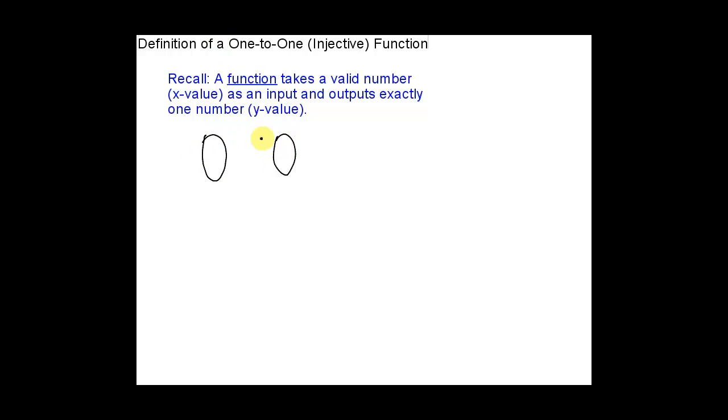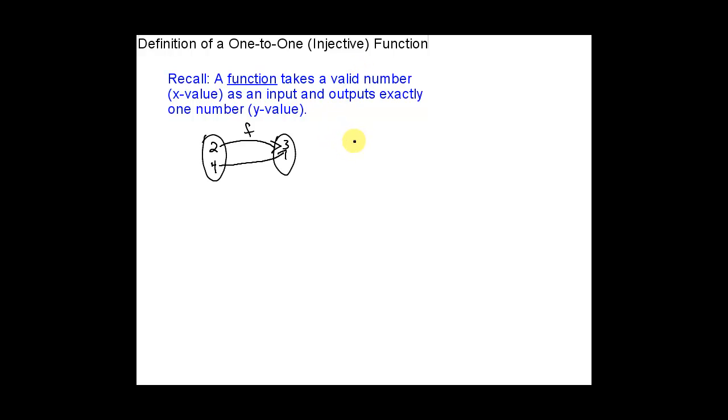So if I have a function f that takes, say, something from the domain, 2, and sends it to 3, that's good because this input of 2 has one output of 3. Also, let's say it takes the number 4 and also sends it to 3. Well, this is still a function because every input has exactly one output. Okay? On a graph, a function passes the vertical line test.